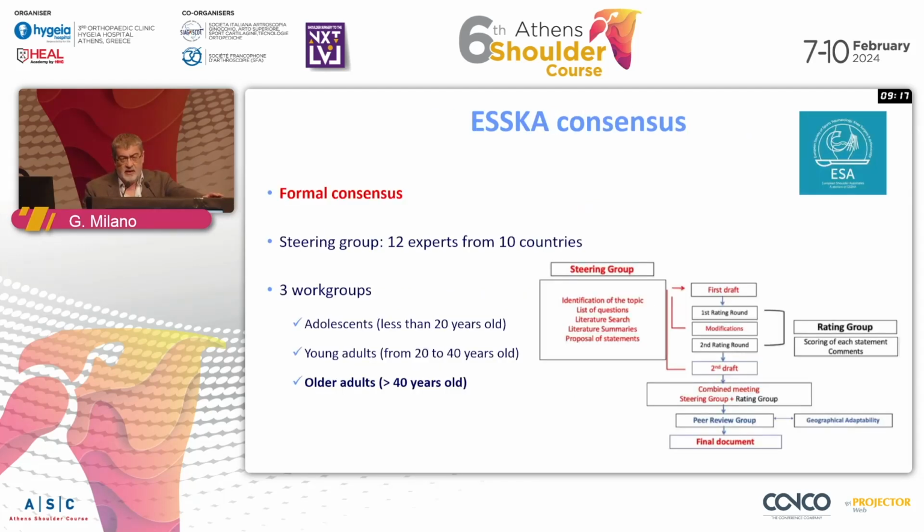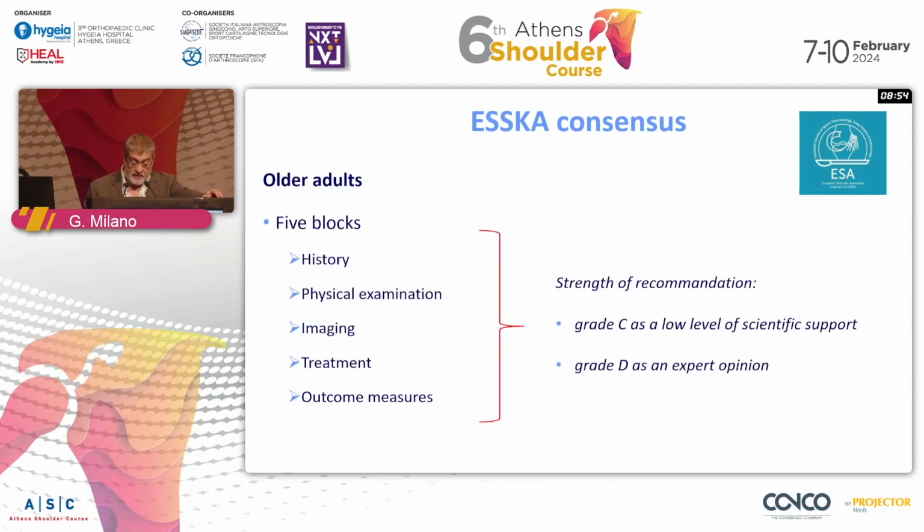And as you have seen, ESSKA, ESA, and LAOS specifically promoted this consensus on shoulder instability. One of these three work groups focused on older adults, more than 50 years old. Five blocks of issues were investigated: the history, physical examination, imaging, treatment, and outcome measures. Unfortunately, in this group, the strength of recommendations that we found in the literature was very low, grade C or grade D.